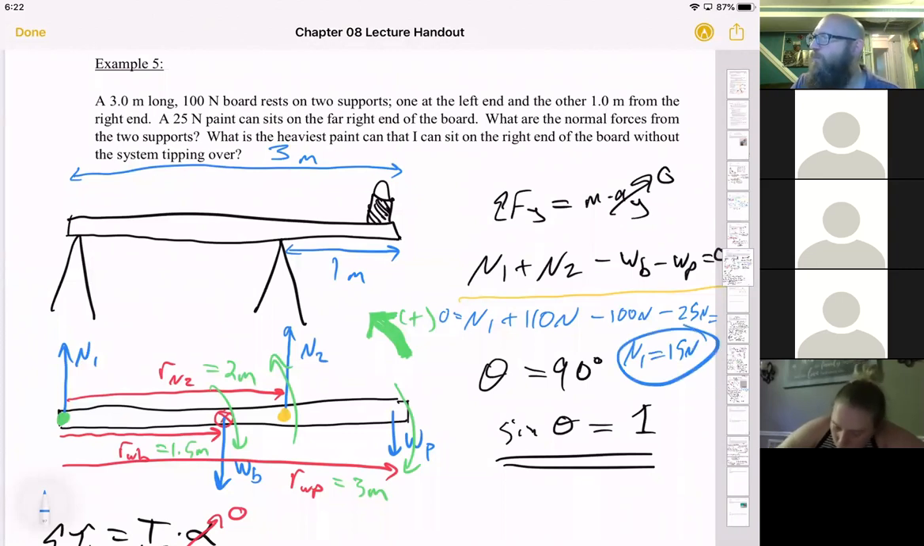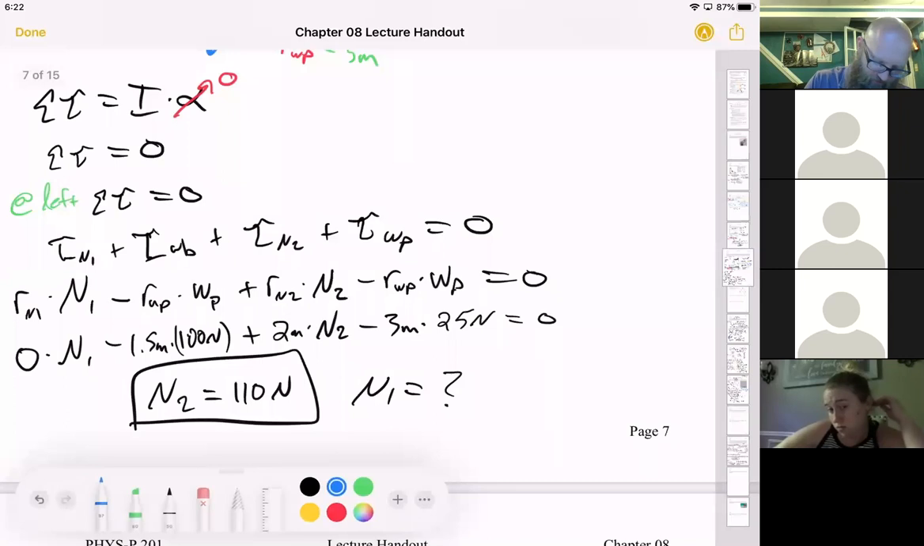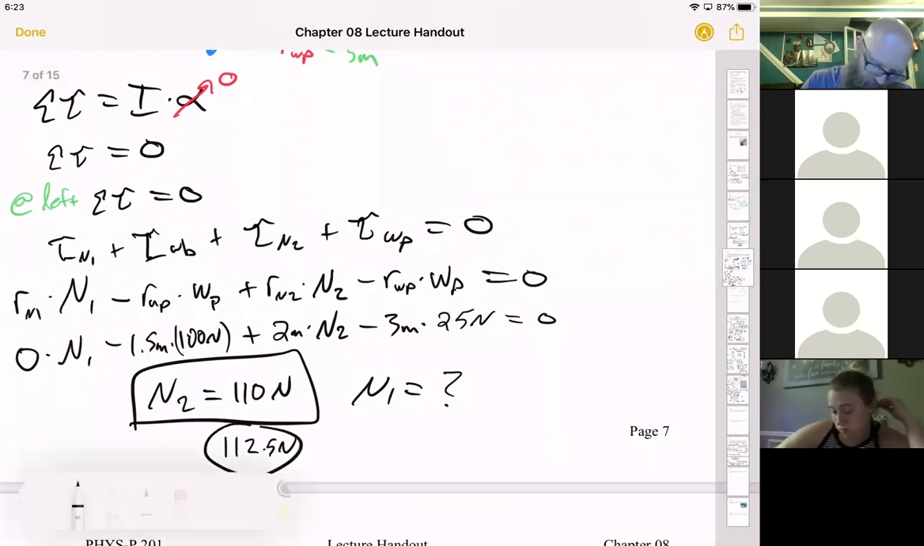Oh, I didn't get 15. Why didn't I get 15? Oh, because I rounded. Doggone it. This is a rounded answer, and if I round, that is correct. What I actually get if I don't round is 112.5 newtons, which means normal 1 would be more like 12.5.